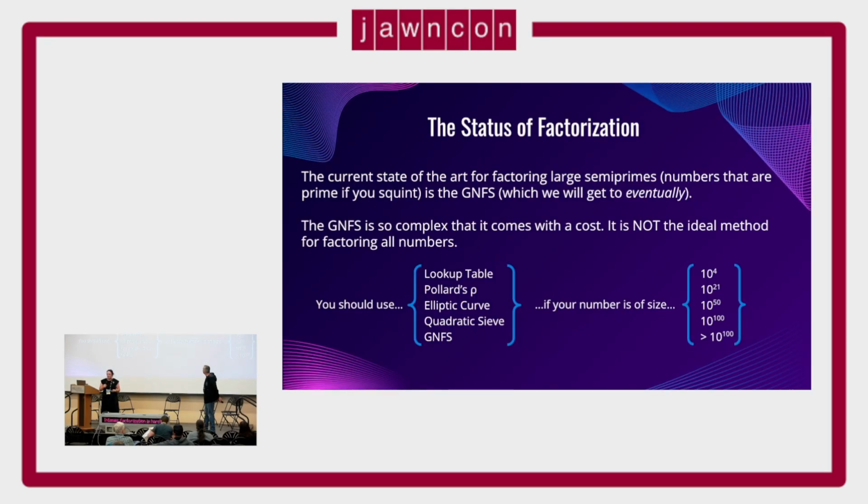Okay, so I mentioned the status of factorization. P.W. Crack already mentioned that the number field sieve is the most efficient algorithm for factoring large numbers. But what do you mean by large, right? So yeah, we're going to get to the GNFS eventually, but it is extremely costly. So just to cover all the bases, I have a little table here that shows what algorithm you should actually use depending on the size of your number.